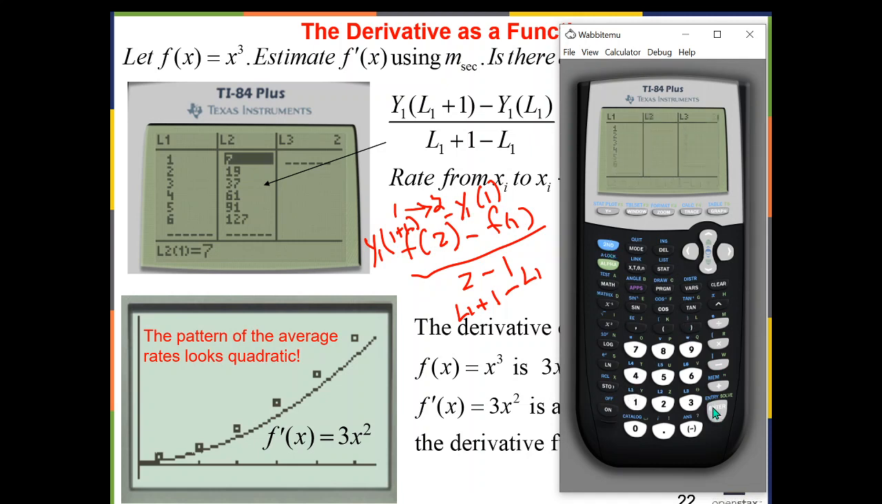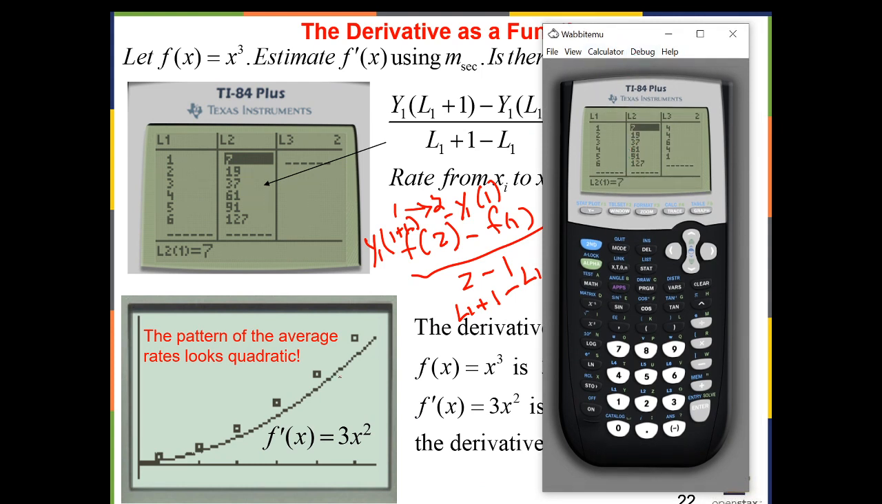All right, so here you go. You see, these numbers are actually what? 7 is the rate from 1 to 2. 19 is the rate from 2 to 3. 37 is the rate from 3 to 4, and so forth. So what I'm going to do now is graph these points that you see over here and see if there is a pattern. And we're going to see that this pattern actually is the derivative function. So let me do that.